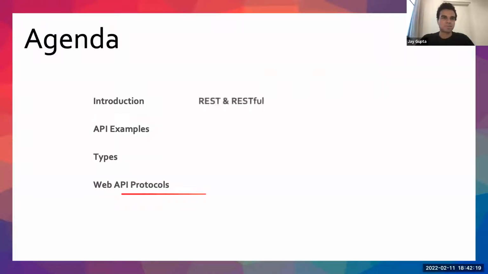Once we have a brief idea of the types of APIs as well as a specific protocol that we're going to use, then we will move on to REST and RESTful, which is very important for this workshop. These two are some very important concepts that we need to learn in order to understand and build RESTful APIs, which will be the focus of this workshop. So till here, it's mostly theory.